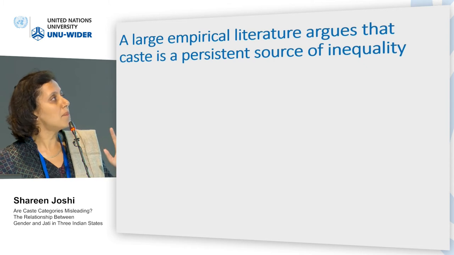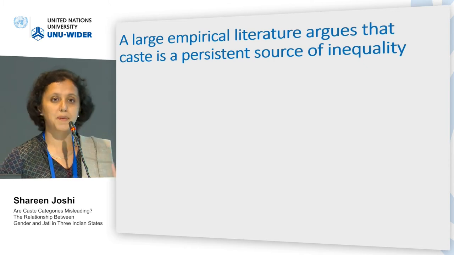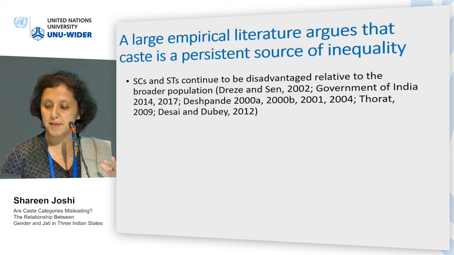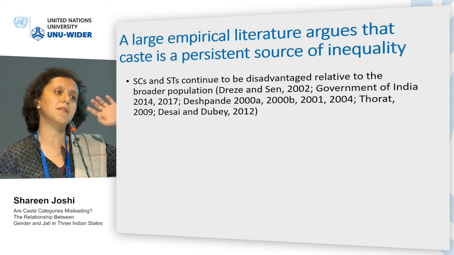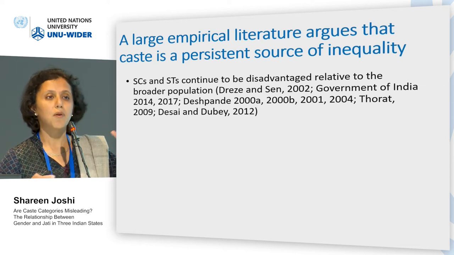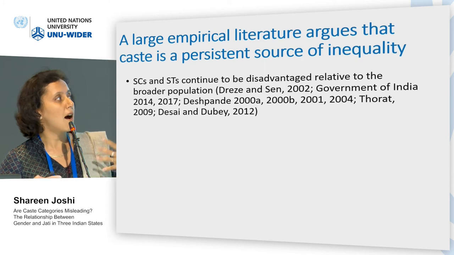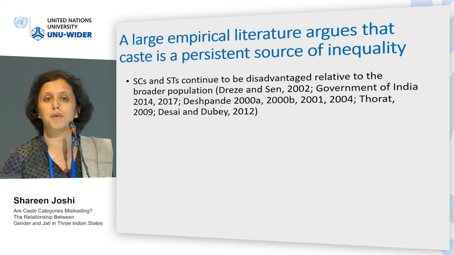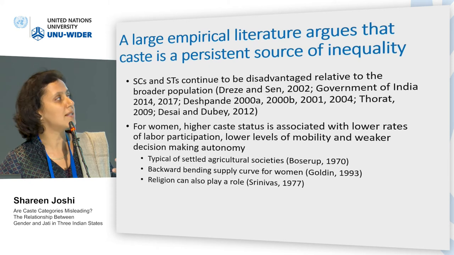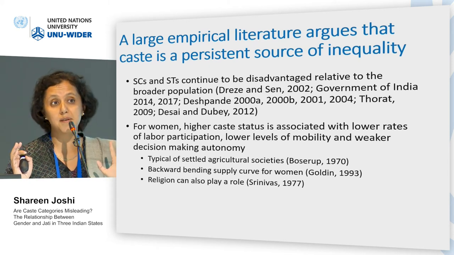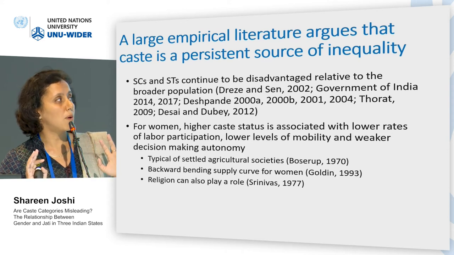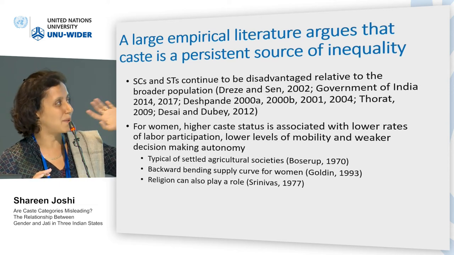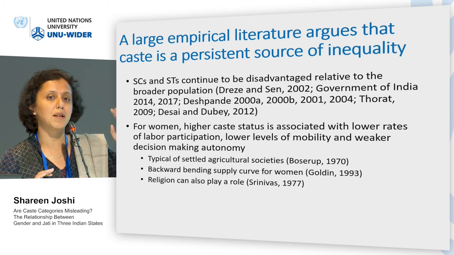Okay, now there's a large empirical literature that argues very persuasively that the caste system is an enduring form of inequality, that it stratifies Indian society. And again, because government surveys use SC and ST, or these broad categories as definitions, our understanding is that people within these groups continue to be disadvantaged relative to the broader population, right? And you also see a relationship between caste and gender, where higher caste, as used in these broad categorizations, is associated with lower status.